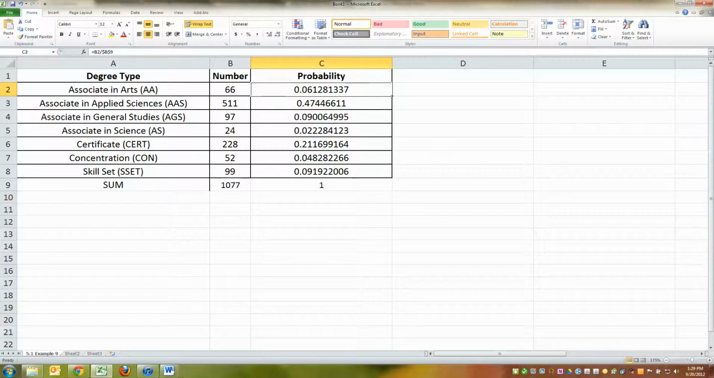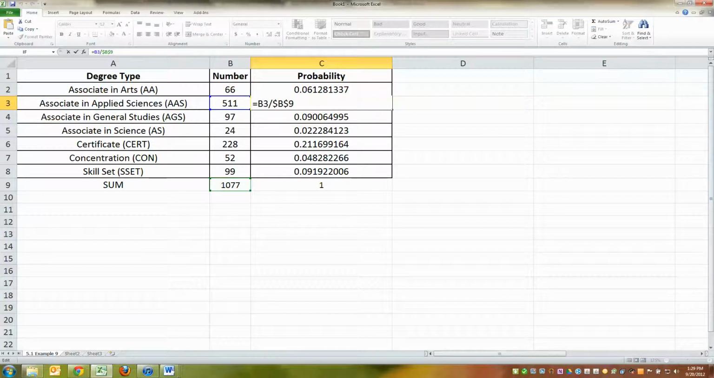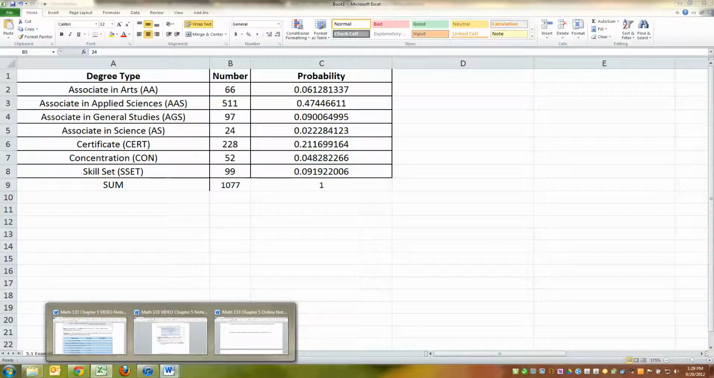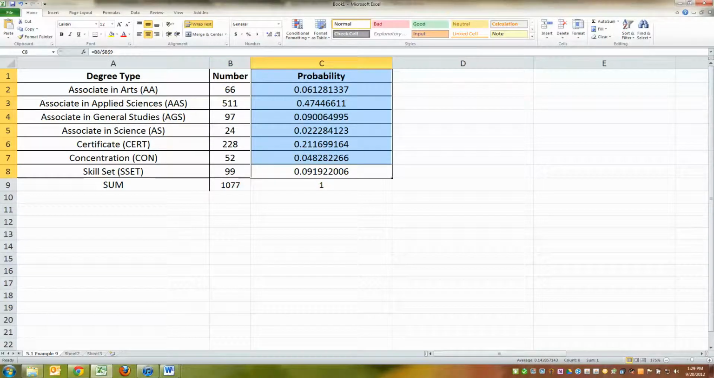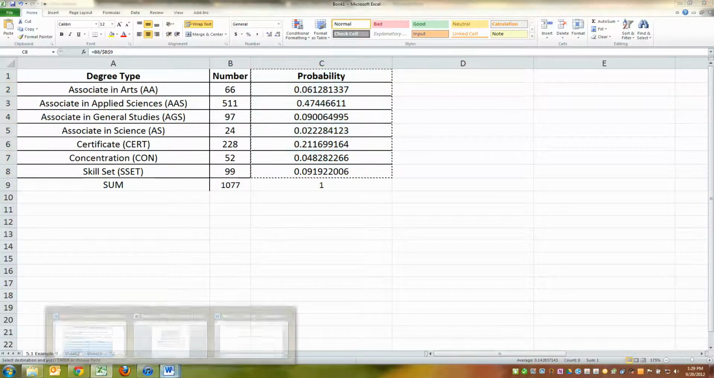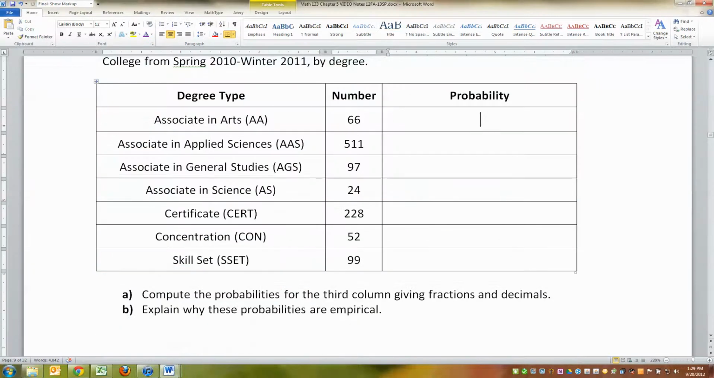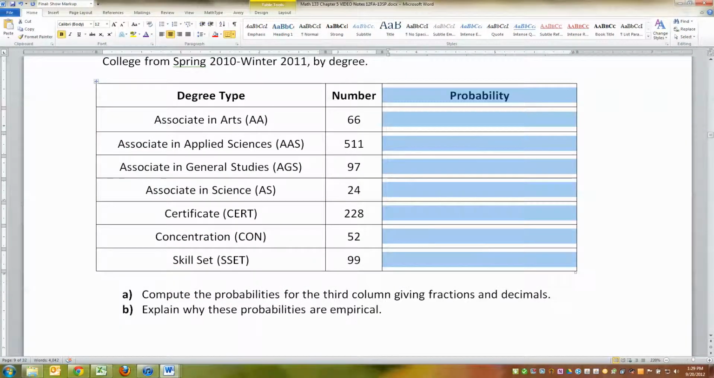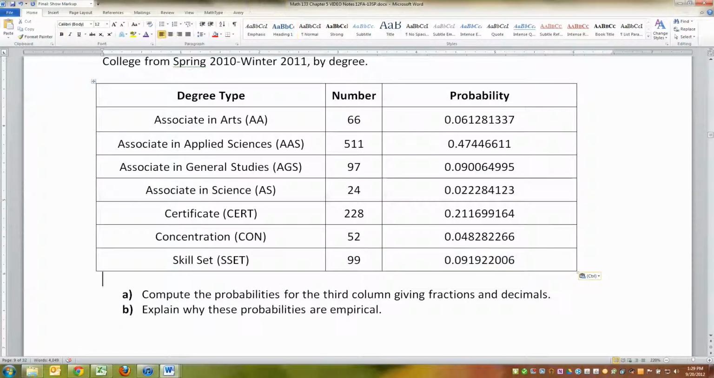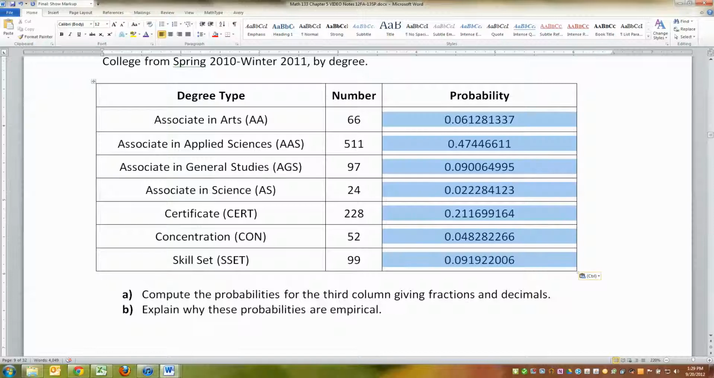And again, how did I get this? I divided 66 by the total. Enter. The next one's 511 divided by that total, and so on. And of course, you could do it yourself with a calculator. You just need to add these up and then divide each one of these on your own. All right, I'm going to copy and paste because I'm lazy. I'm going to go back to my spreadsheet right here, and I'm going to copy and paste those values in right there. All right, so I computed the probabilities for the third column.